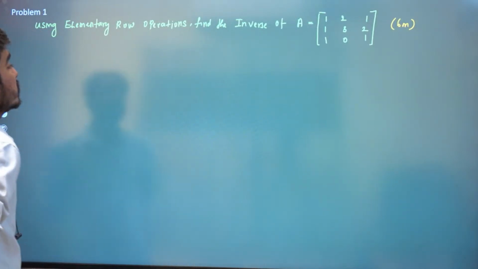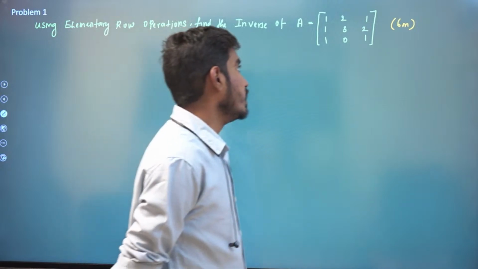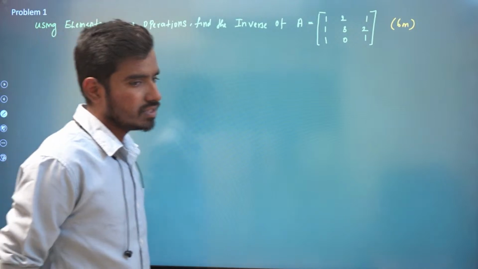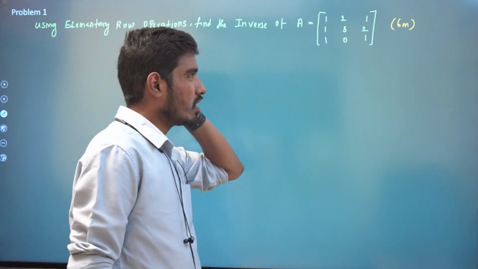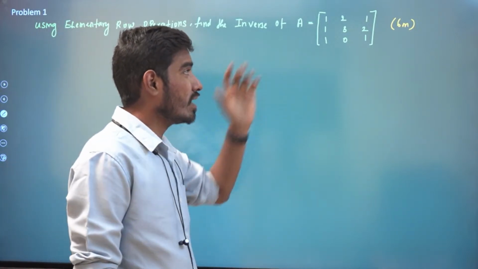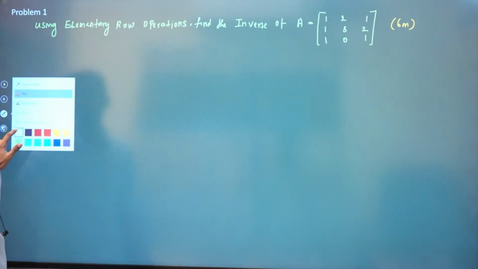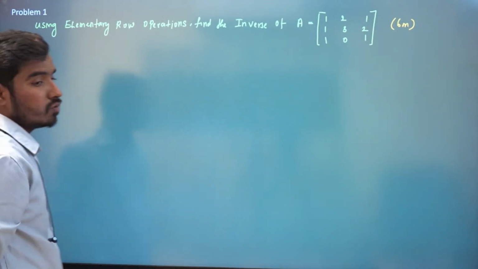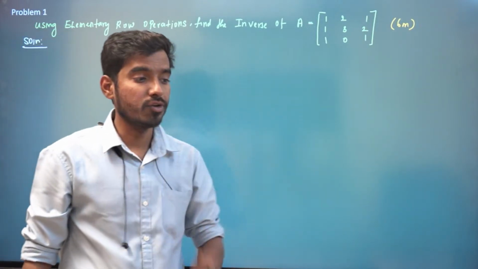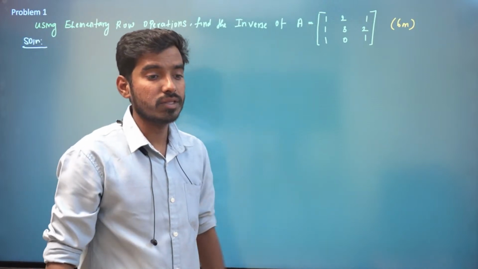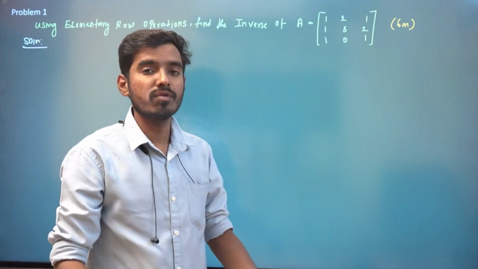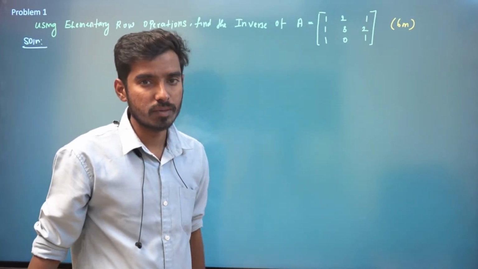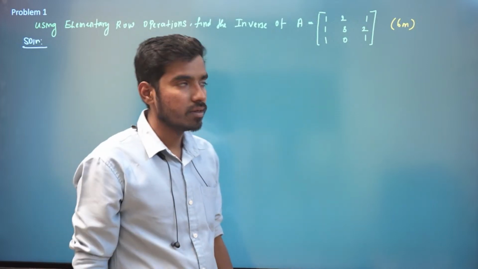Using elementary row operation, find the inverse of the matrix A, which is given by 1 2 1, 1 3 2, 1 0 1. So this carries 6 marks. Actually, it will take time to do this, but they have asked only for 6 marks. But we will do this, right? So we need to find the inverse of the matrix using elementary row operation, not by using the formula, that is 1 by determinant of A into adjoint of A. We have to find the inverse of the matrix using elementary row operation, that we will do by the Gauss-Jordan method, right? So we will make use of the Gauss-Jordan method to find the inverse of the matrix.